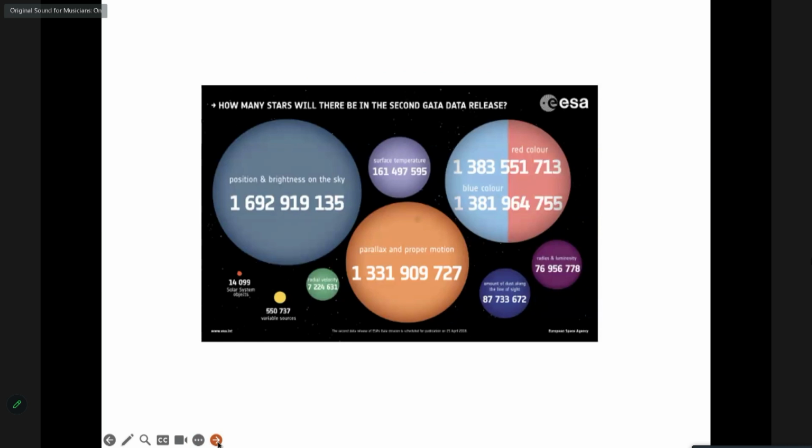So there have been various data releases of Gaia. I'm jumping straight to the second data release, where you have this many objects for which you have position and brightness. You have parallax for 1.3 million. This is 1.6 or 1.7 million positions. And then you also have photometry. There's color. So there are two filters, a red filter and a blue filter. And with that, we also have color information about these stars.